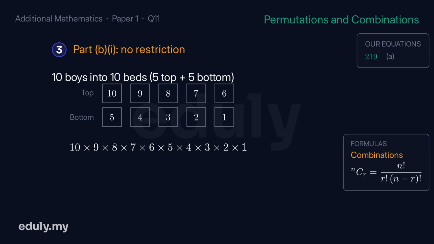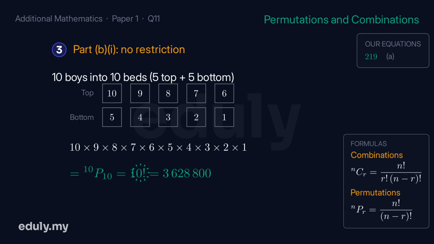Multiply all those choices together. That product is just 10 boys arranged in 10 positions, a permutation. Which is 10 factorial? 3,628,800.